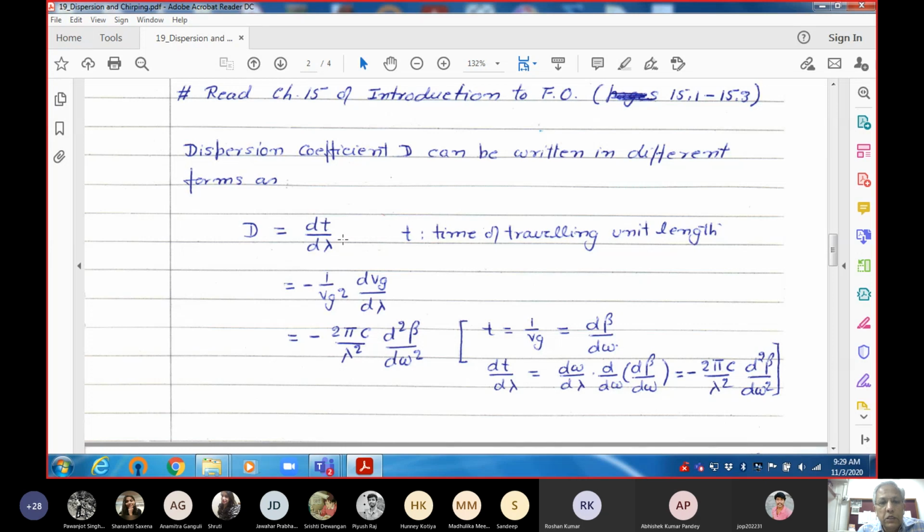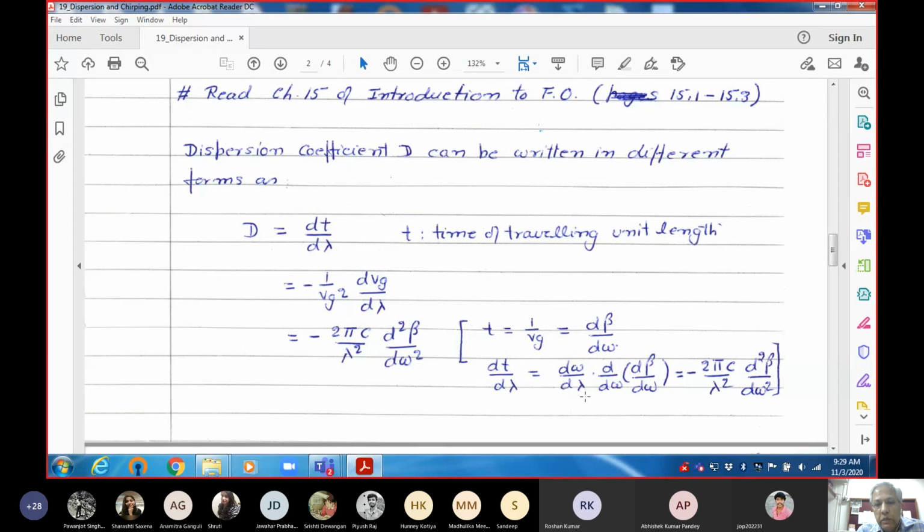If you put T is equal to L by Vg, I already discussed, you can also put it in terms of Vg. You can also put it in terms of d square beta by d omega square. Vg is nothing but d omega by d beta, so T is equal to 1 by Vg, that is d beta by d omega. So if you calculate dT by d lambda, that is the dispersion coefficient.